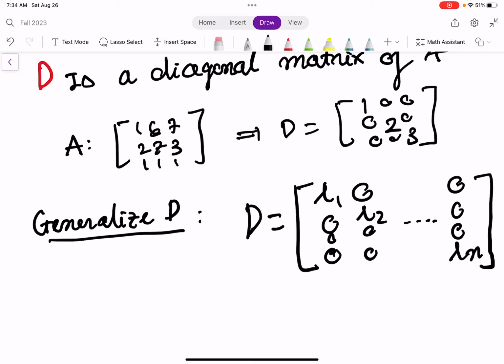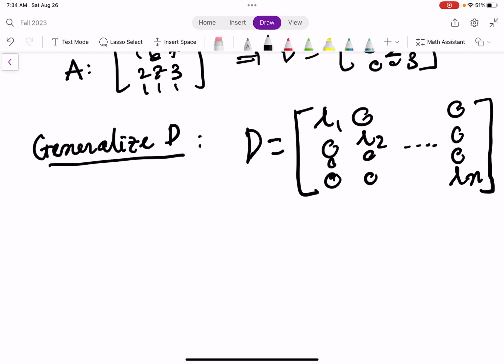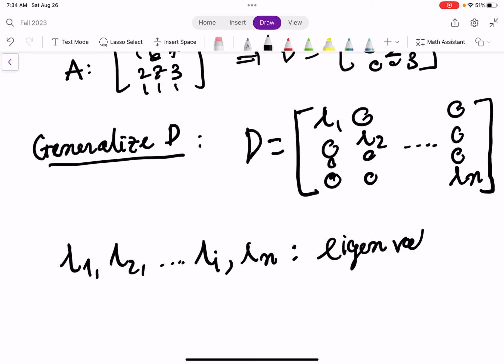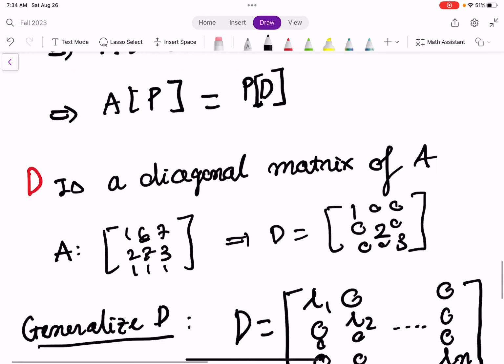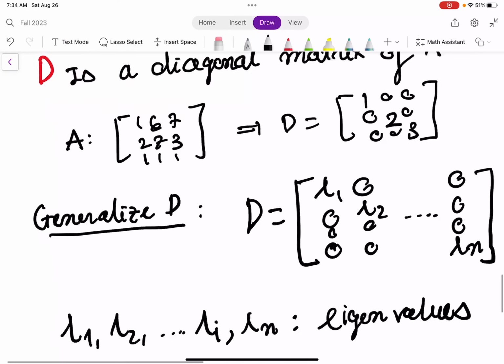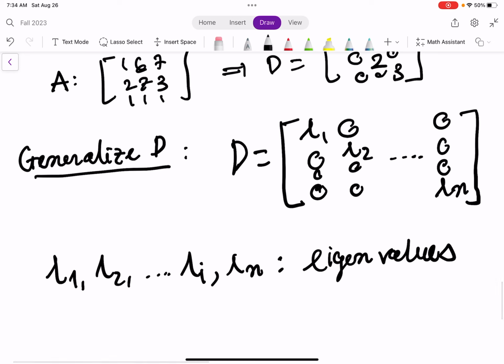Okay, and what's on the diagonal, lambda 1, lambda 2, lambda i, and then lambda n, are called the eigenvalues. So basically we come to this point, and then we finally recognize what form D looks like. So D is the collection of eigenvalues in a diagonal matrix. Okay, now let's find what P is.